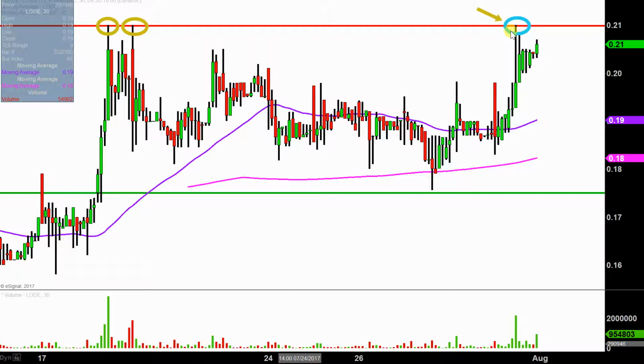And if this pattern is going to get any sort of true bullish continuation, then that big hurdle that needs to be cleared is the 21-cent mark. So definitely a key level of resistance going forward.